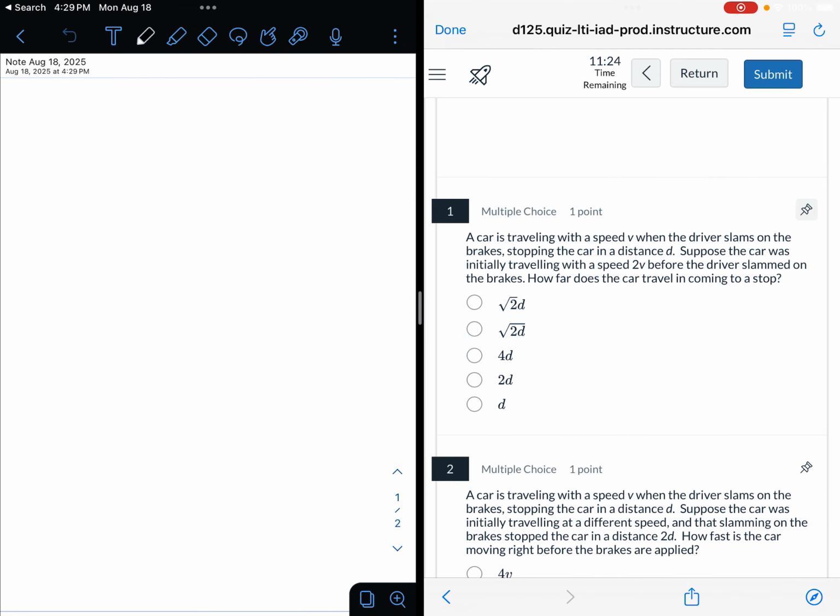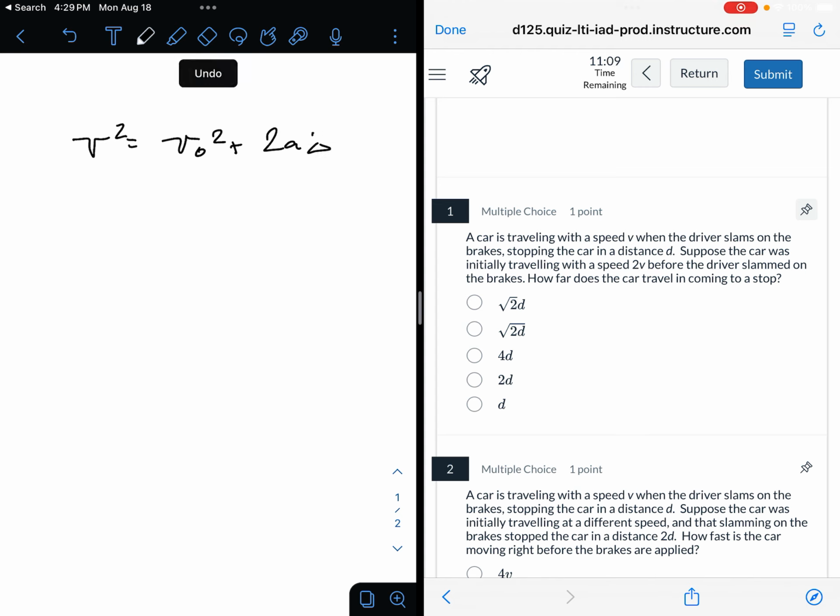There we go. All right, so we got to choose a physics equation. I know there's no time involved, so the physics equation I'm using is v squared equals v initial squared plus 2a d, or change in x. Because I don't know the time, but I do know the acceleration is going to be constant in both cases.